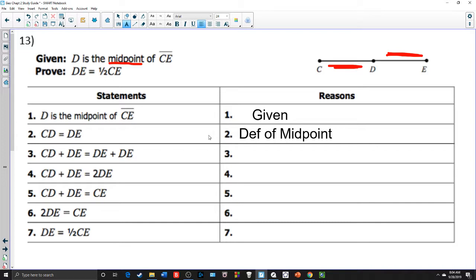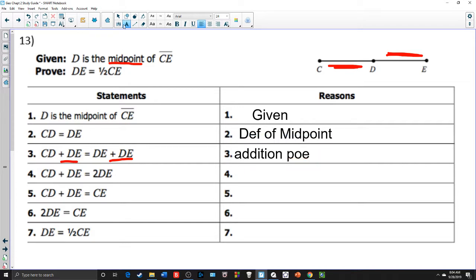So then he says, and this is a little bit tricky one, he says CD plus DE is equal to DE plus DE. Now you might think segment addition at first because you're adding segments together, but look closely. We added the same thing to both sides of this equation. So we started here, and he just added DE to both sides. So this is not segment addition. This is actually just simple addition property of equality.